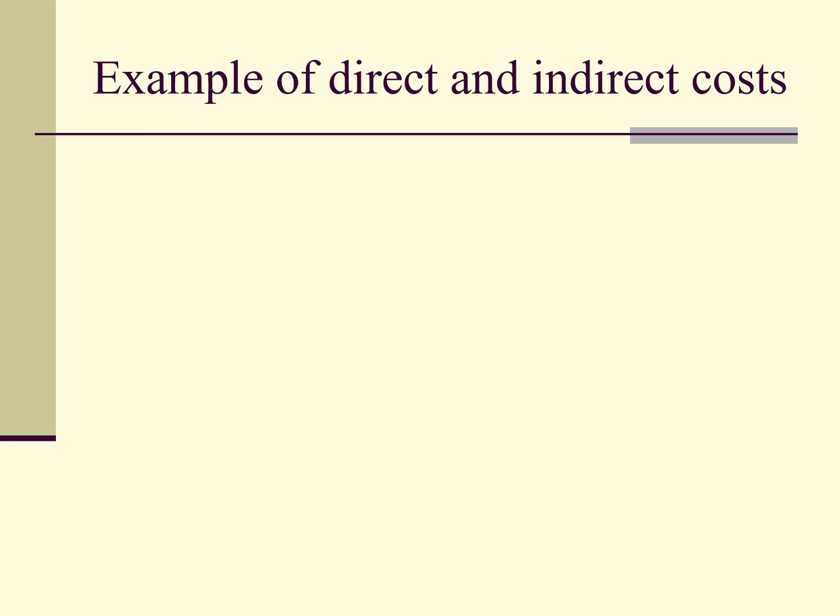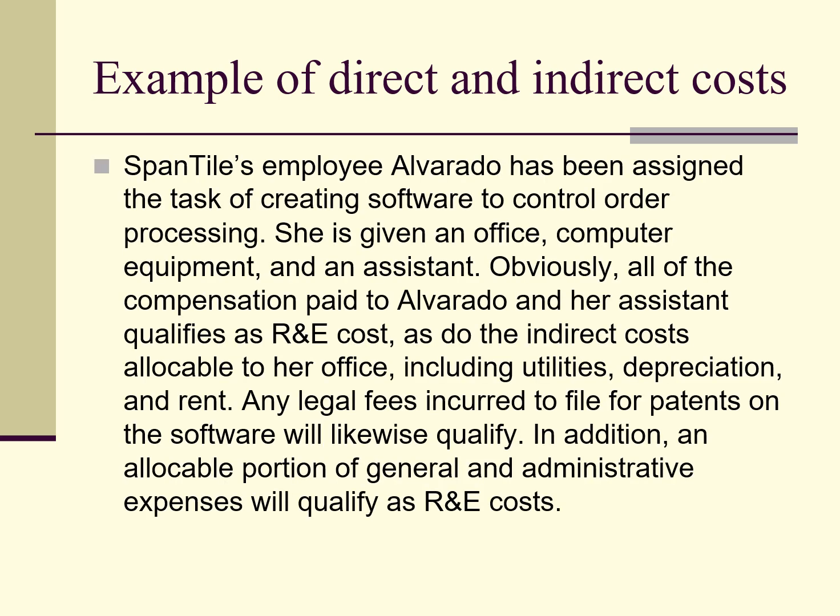Here's an example of direct and indirect costs that qualify as R&E costs under Section 174. Span Tile's employee, Alvarado, has been assigned the task of creating software to control order processing. She is given an office, computer equipment, and an assistant. Obviously, all of the compensation paid to Alvarado and her assistant qualify as R&E costs, as do the indirect costs allocable to her office, including utilities, depreciation, and rent.